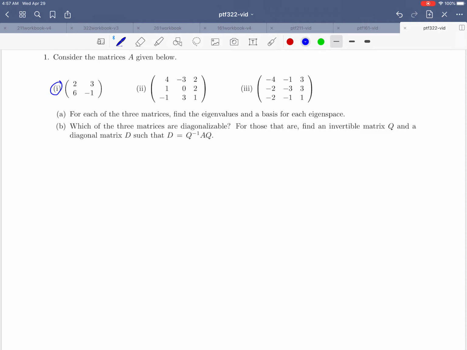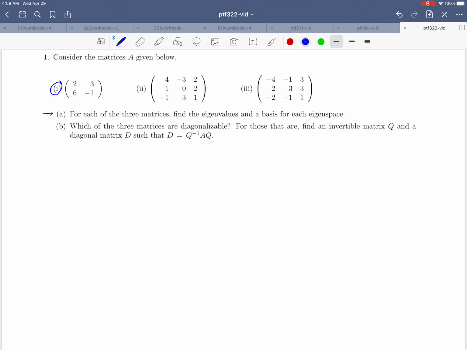Okay, so what is this asking us? Well, first they'd like us to find eigenvalues and eigenvectors and a basis for each eigenspace. Okay, so we'll do that, and we can answer that question. We can answer the question about diagonalizability in part B.